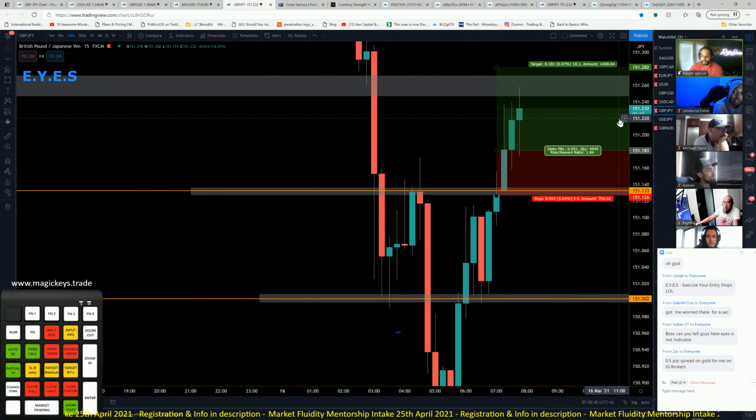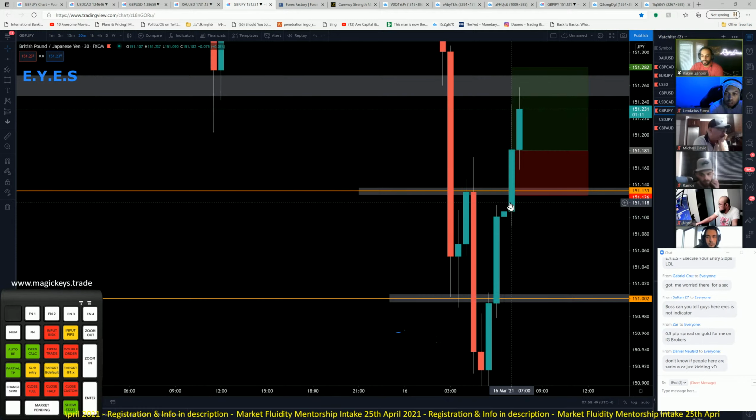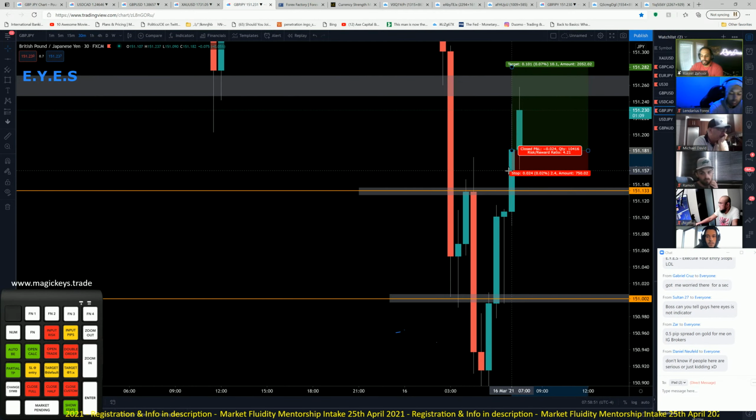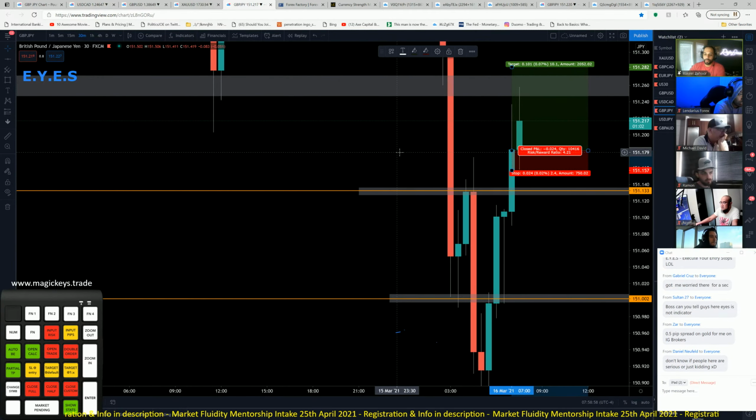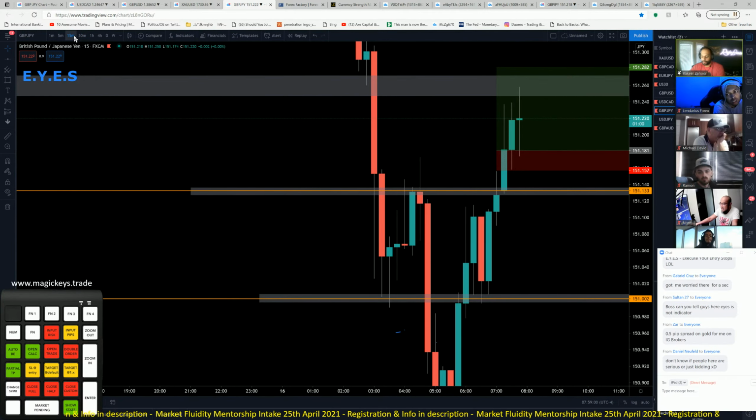We got about a minute left for this candle to close. And once this 30-minute candle closes, I'm probably going to move my stop up over here. I actually moved my stops to 151.150. Really mitigating the risk here today.